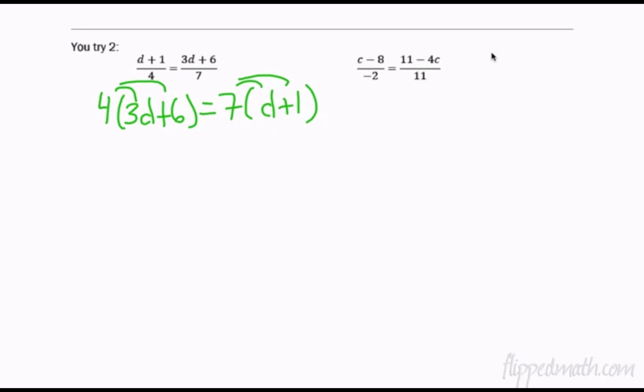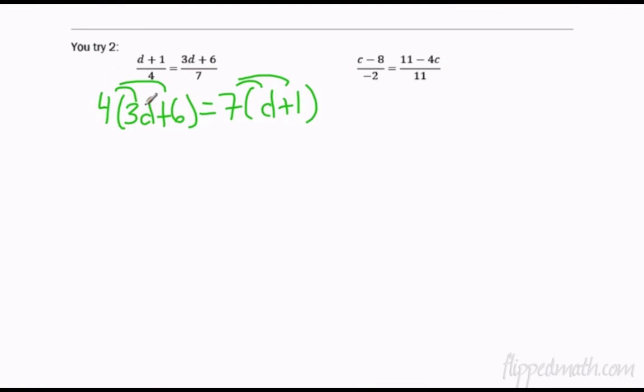Okay, we're back. Did you pause the video? I hope so. So here's this problem here. I just set it up, and we'll see how we do with that. It's 4 times 3d plus 6 in parentheses equals 7d plus 1. We will distribute both sides. Hopefully you did that. You get 12d plus 24 equals 7d plus 7.